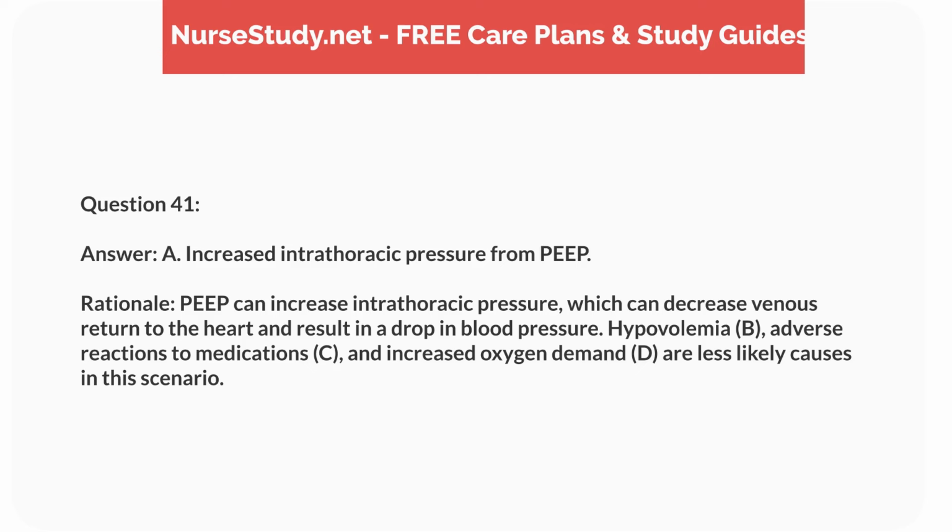Rationale: PEEP can increase intrathoracic pressure, which can decrease venous return to the heart and result in a drop in blood pressure. Hypovolemia, B, adverse reactions to medications, C, and increased oxygen demand, D, are less likely causes in this scenario.